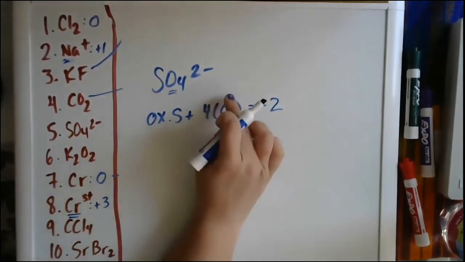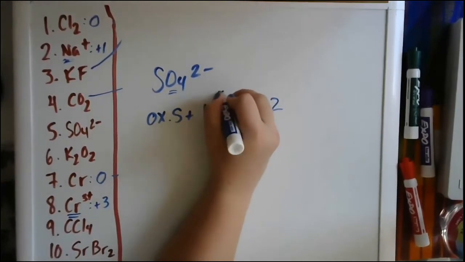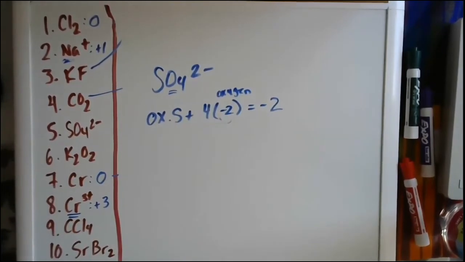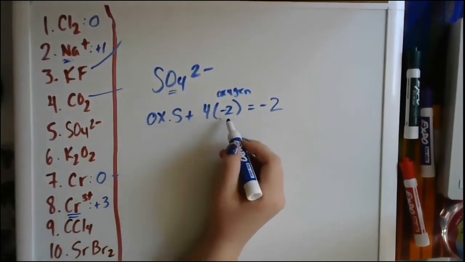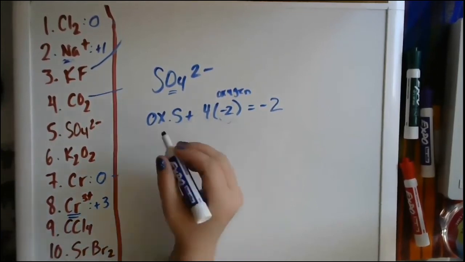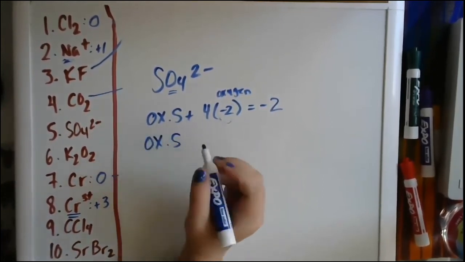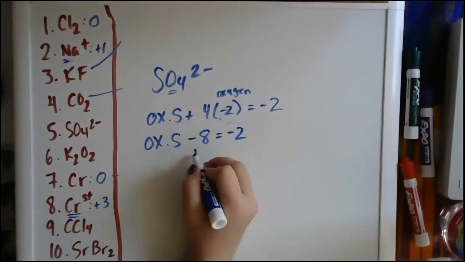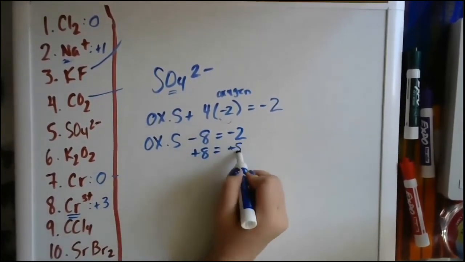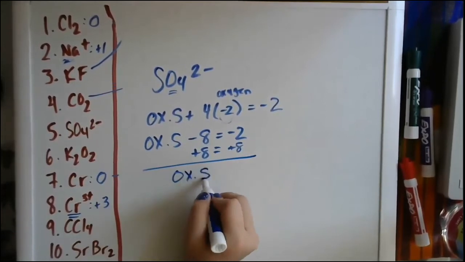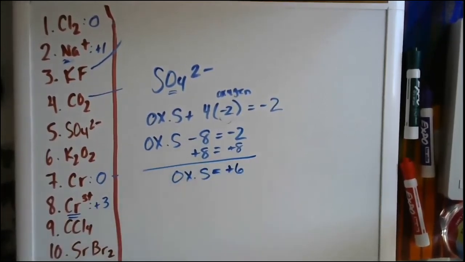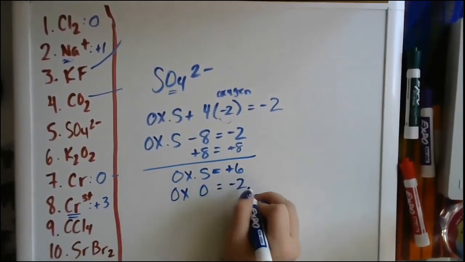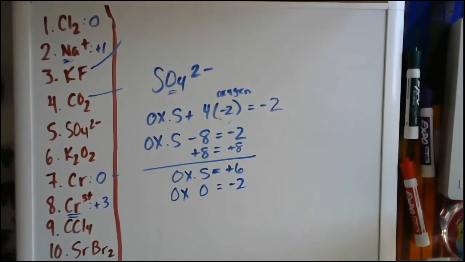Oh, no, that's confusing also. So I'm going to just write oxygen up here, and I'm going to put the number here because it looked like a 0, so that looked weird. So 4 times the oxidation state of oxygen, which is -2. That looks better. So the oxidation state of sulfur, 4 times -2 is -8, equals -2. Okay, so the oxidation state of sulfur is +6. And then the oxidation state of each oxygen is -2.